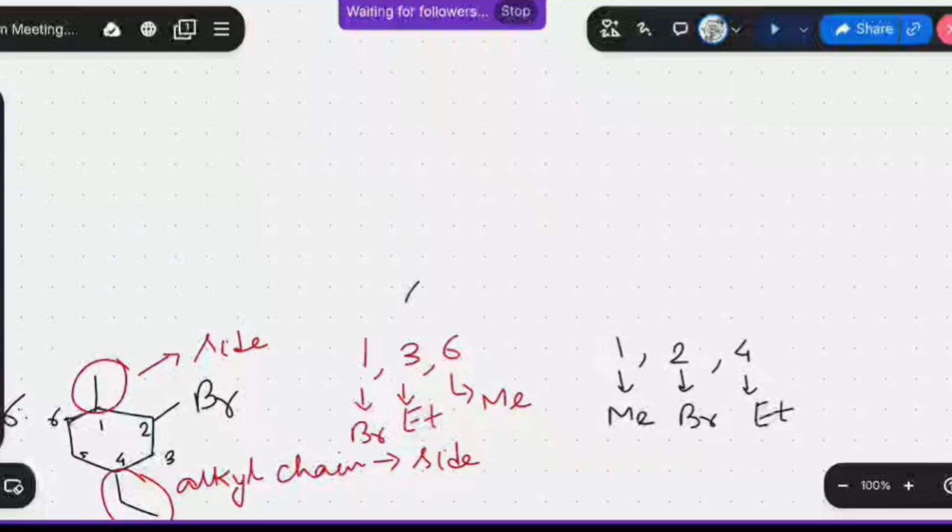This is one set of numbering. This is another set of numbering. Now let's start numbering from ethyl. Let's start numbering from ethyl and check whether that gives the lower locant or not. Ethyl group থেকে যদি নাম্বারিং শুরু করি, দেখা যাক যে সেইটা আমরা লোয়েস্ট লোক্যান্ট পাচ্ছি কিনা। তো এটা 1, এটা 2, এটা 3, 4, 5, 6.